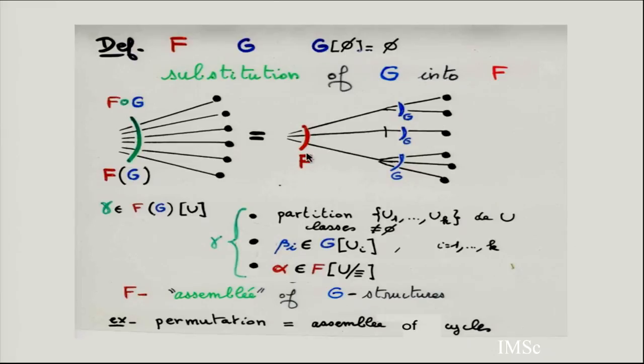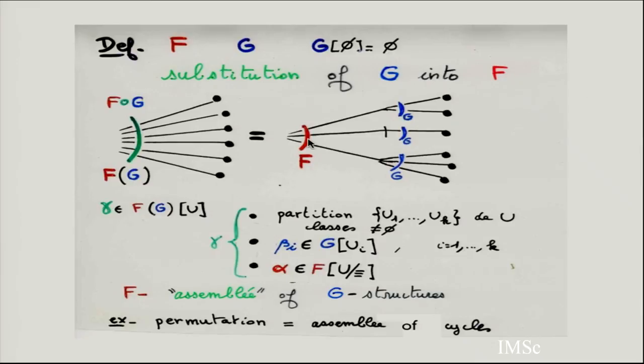And now on the set of blocks, which is an unordered set of blocks, which means U divided by the equivalence relation generated by these blocks, I put an F structure. And usually in French we call this an F assemblée of G structures. An assembly of people, an assembly of blocks where in each block there is a G structure. For example, a permutation is an assembly of cycles. G is a cycle, and F is just a set.